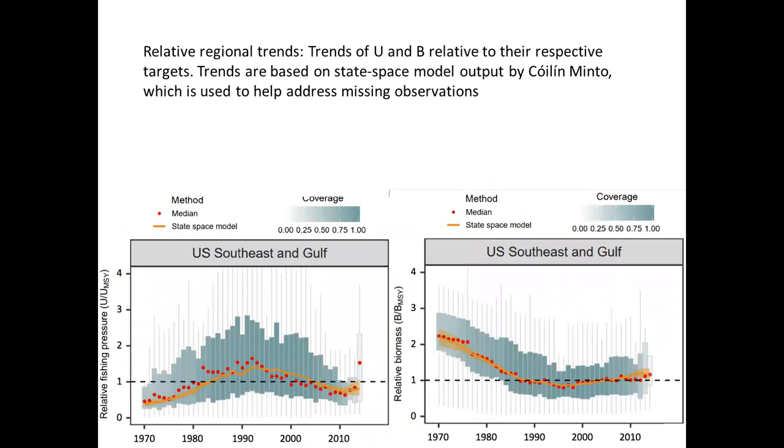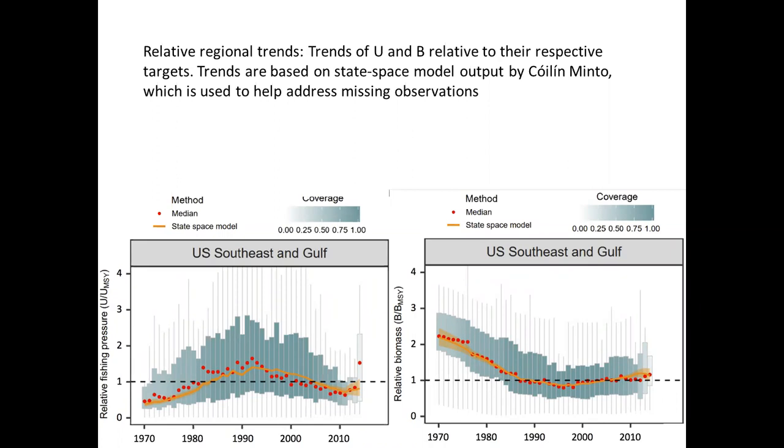And now for this graphic, Mike will take over, since this is also output from the state-space model mentioned earlier. All right. The goal here was to quantify a trend across all the stocks in each region for relative fishing pressure and relative biomass, relative to management targets or MSY values.